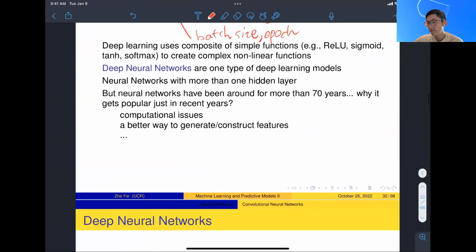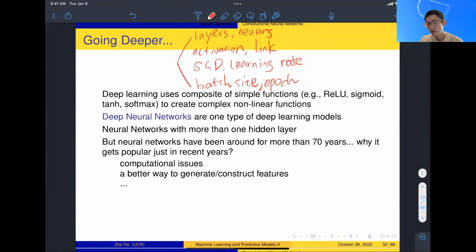Now we move on to the so-called deep neural network. I'm sure you have heard the word deep learning a lot. Deep learning sounds even fancier than machine learning itself. But the point of deep learning is essentially that you assume more and more complicated models. A deep neural network is a typical example of deep learning models, and it refers to neural network models with many layers, a large number of hidden layers.